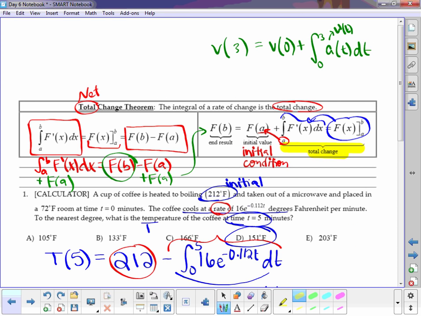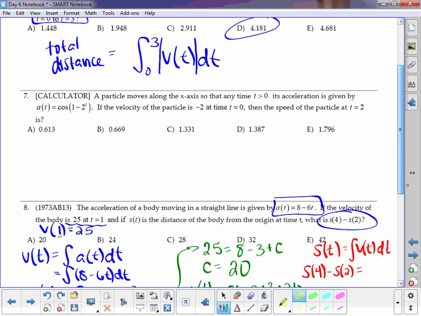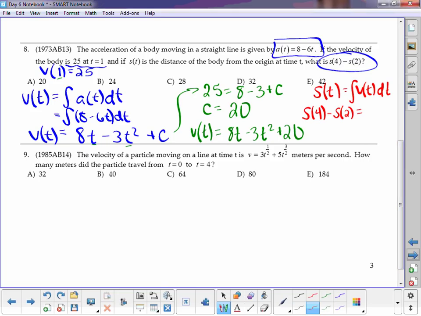Total change, net change was simply doing that integral from bound to bound. Specifically for our total change in position, the integral of velocity. So we could save ourselves time here and do the integral from 2 to 4 of my velocity. What's the antiderivative of v of t? Position. So the antiderivative is just my position function evaluated from 2 to 4.